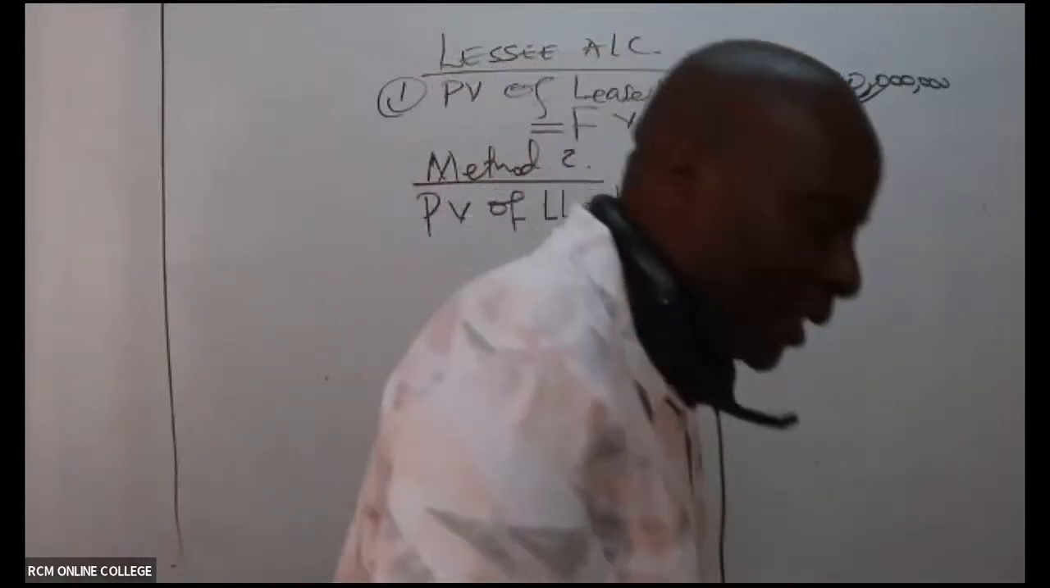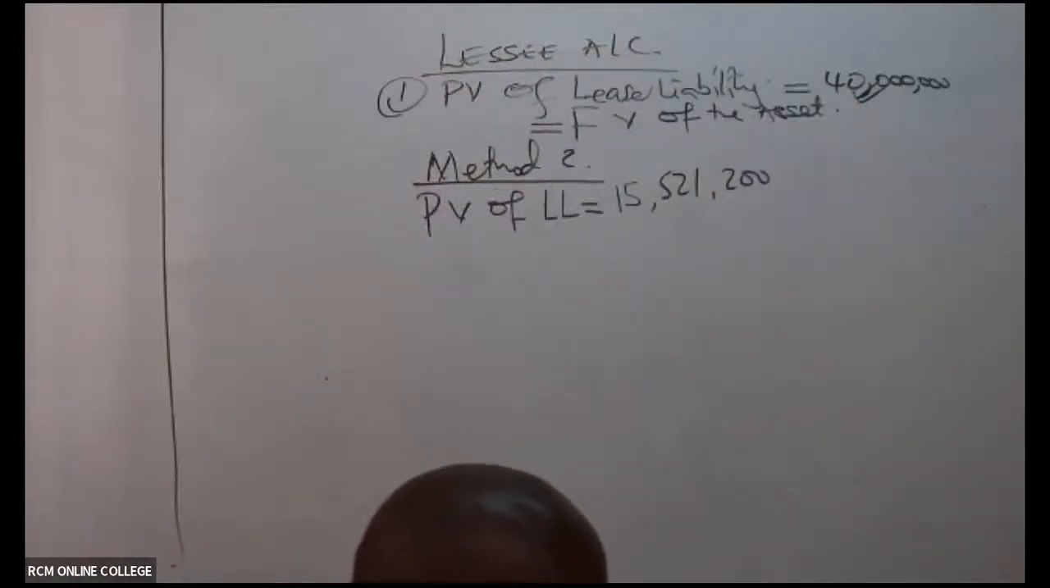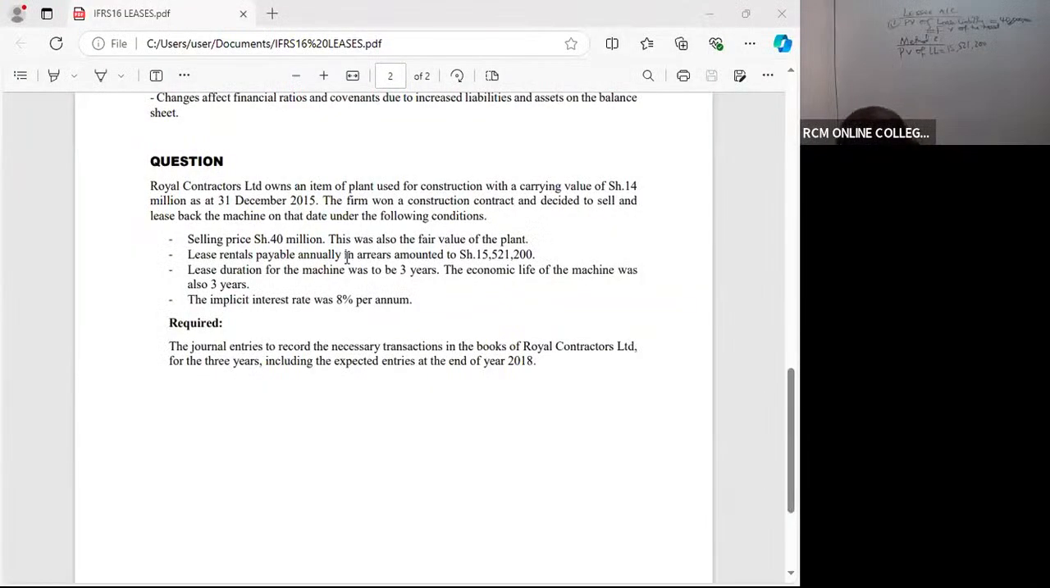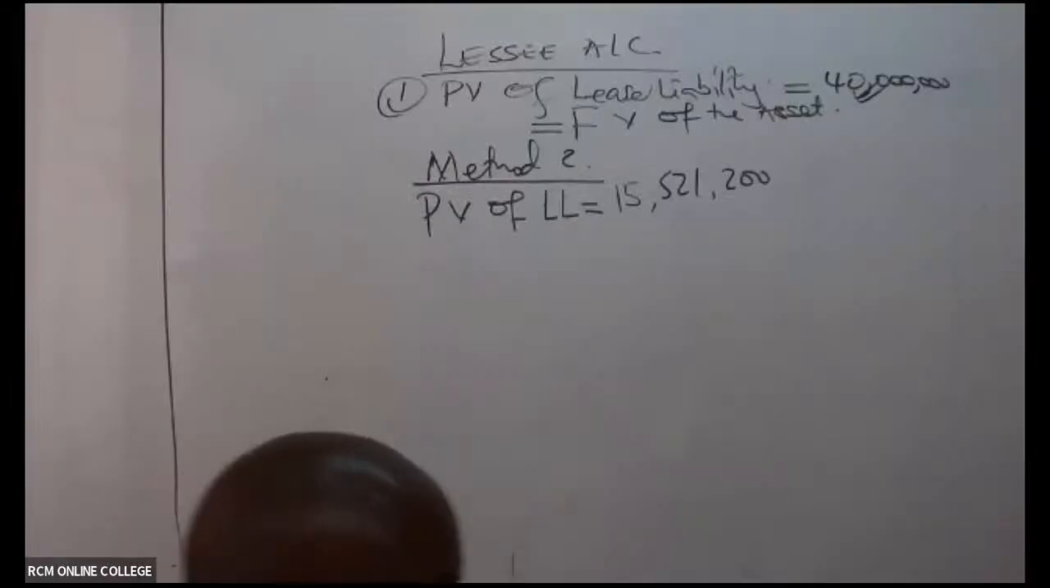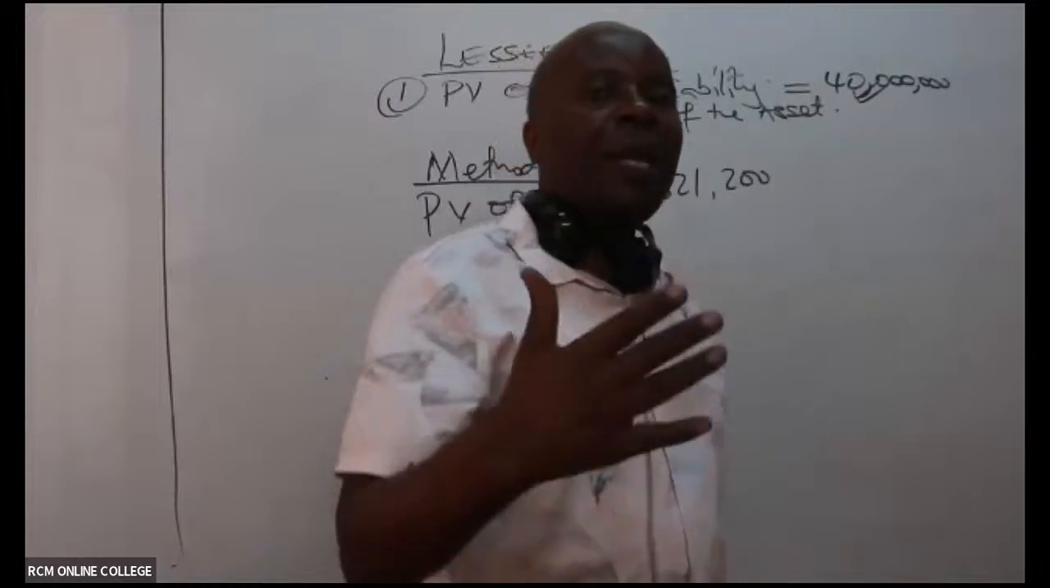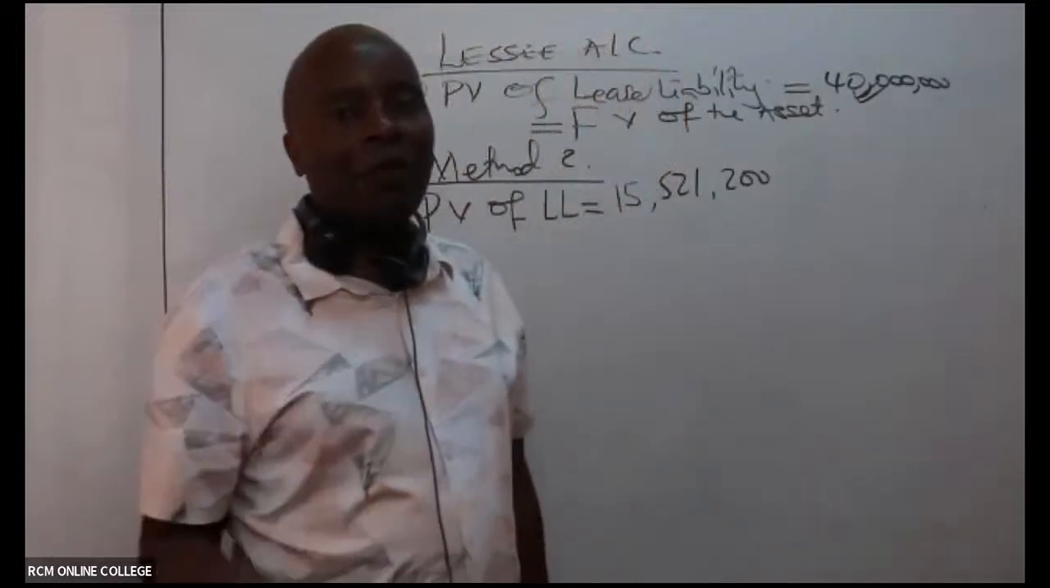What they have told us is that this lease rental will be paid at the end of each year. Lease rentals payable annually in arrears, amounted to 15,521,200. An amount paid in arrears means that it is paid at the end of the year.